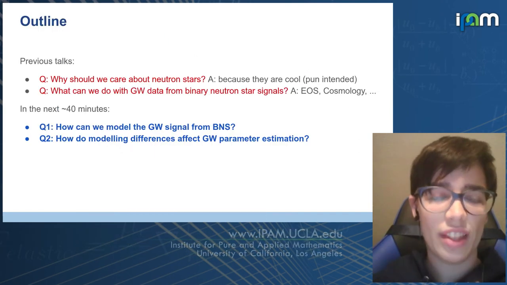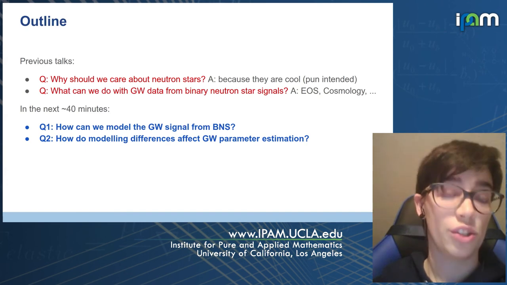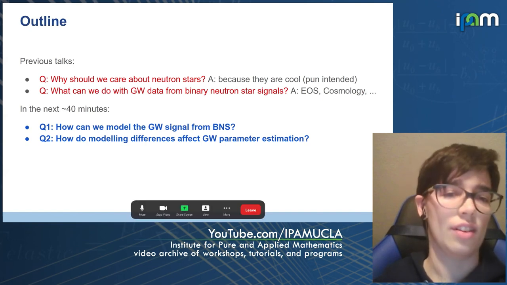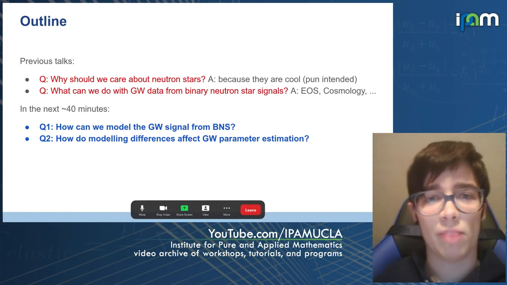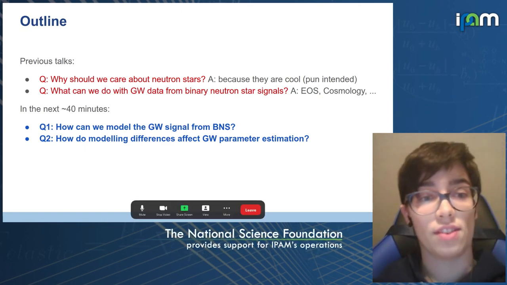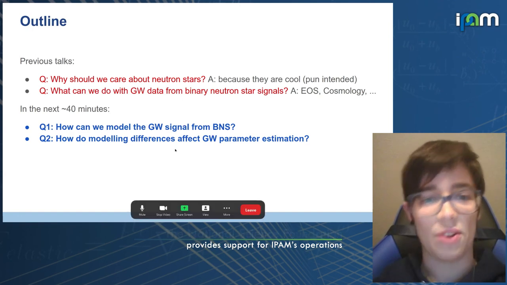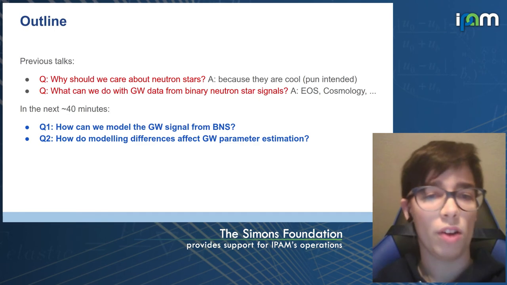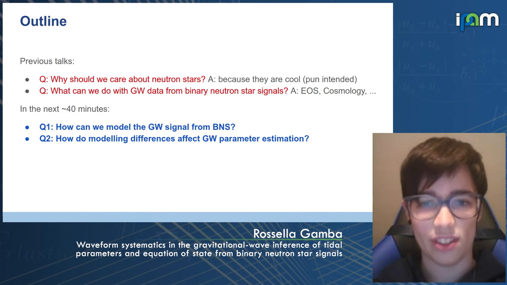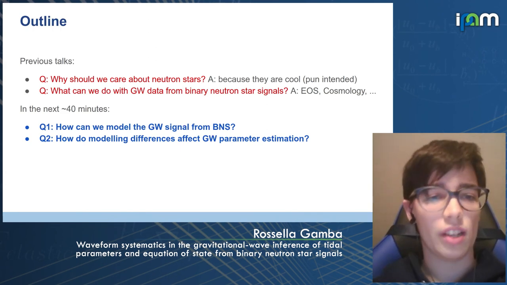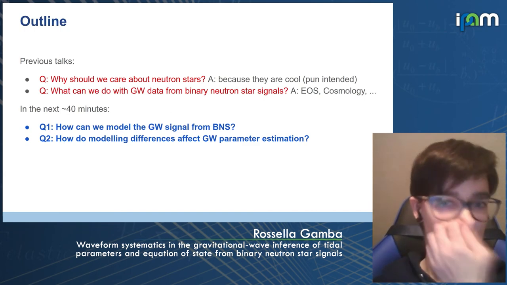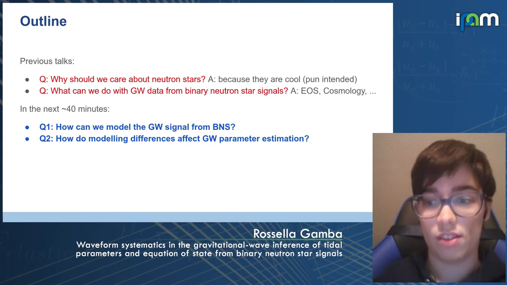So during the entire week, we have heard about why we really should care about neutron stars. And we also heard about what we can do by studying gravitational waves coming from binary neutron star signals. What I want to do in the next 40 minutes instead is try to answer these two blue questions. So how can we exactly model, or well, try to model the gravitational wave signal which comes from a binary neutron star system, and also, and most importantly, how do the modeling differences and the choices that we make when we build our approximant affect our parameter estimation results?